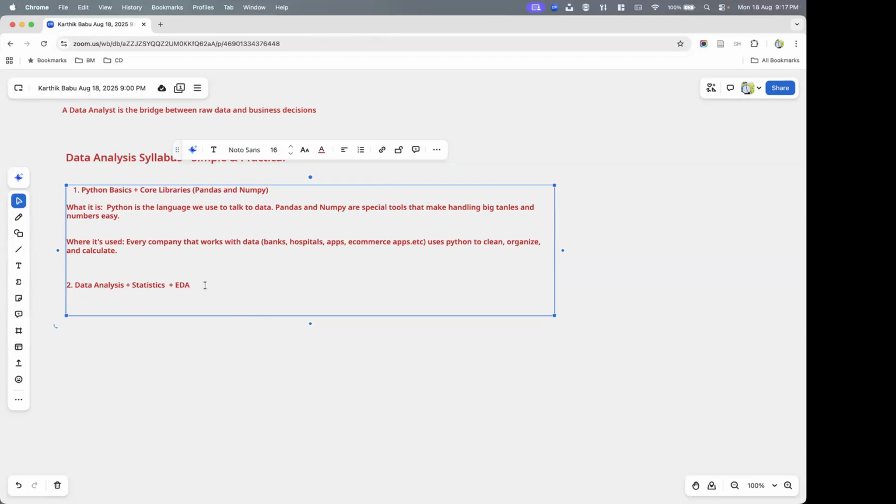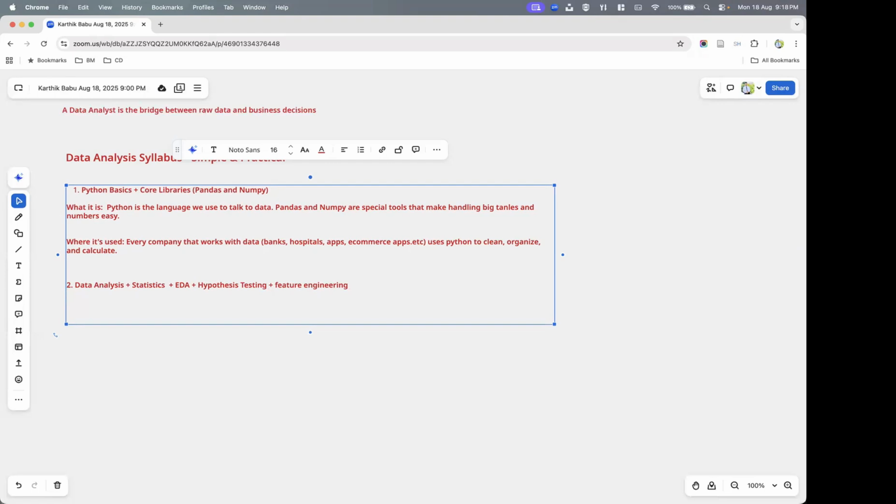EDA, which we can abbreviate as exploratory data analysis, and I will also be teaching you something called hypothesis testing. And I will also be teaching you something called feature engineering. So in the second topic, I will be covering what is data analysis, what is statistics, what is EDA, that is exploratory data analysis. I'll be covering what is hypothesis testing and feature engineering.